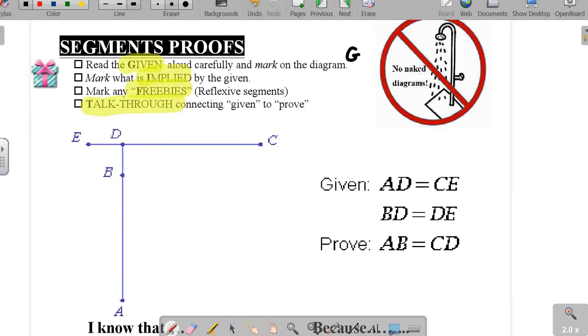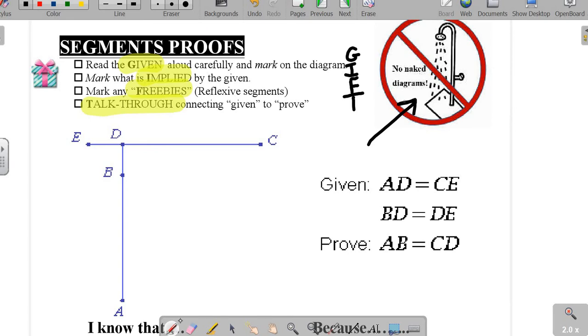They spell out the acronym GIFT. Given, implied, freebies, talk through. Note this icon, no naked diagrams. It means you put your given information on the diagram.